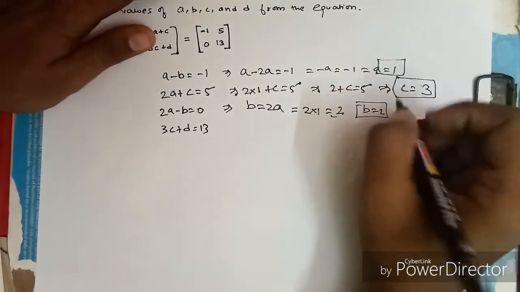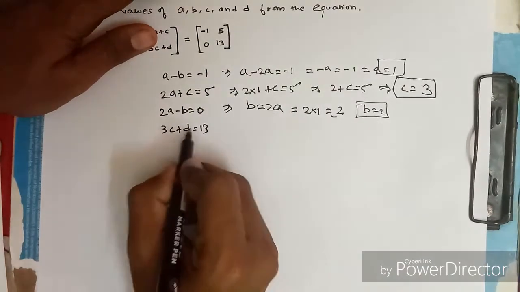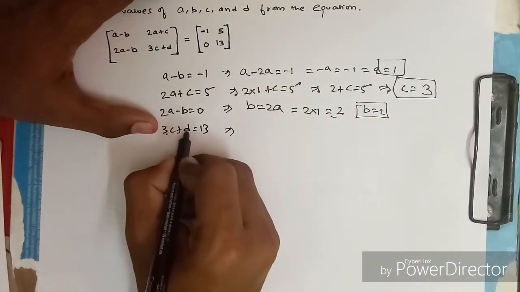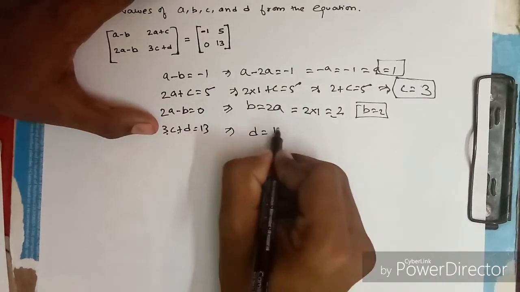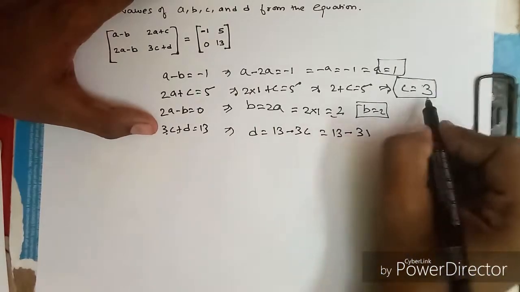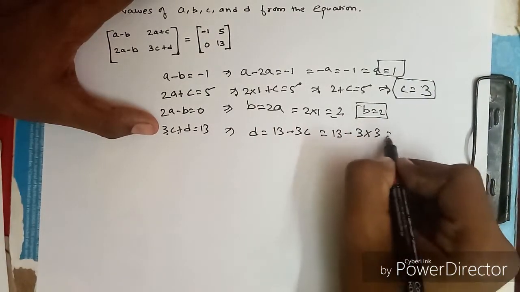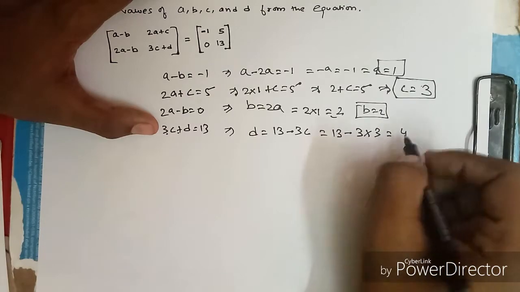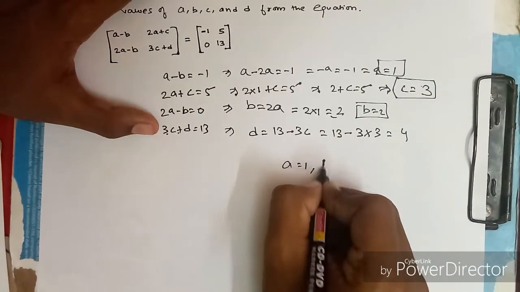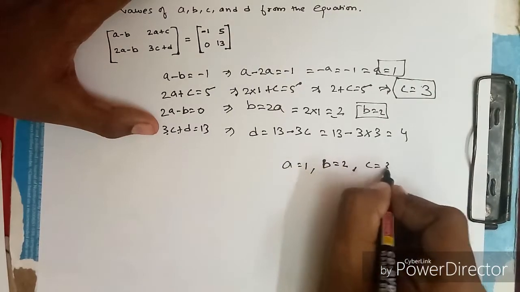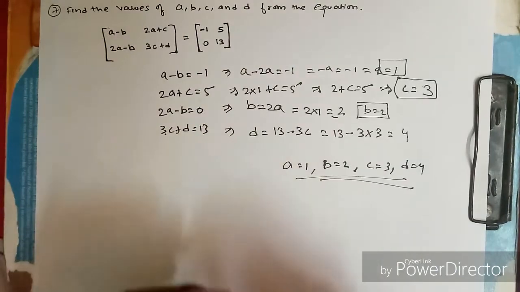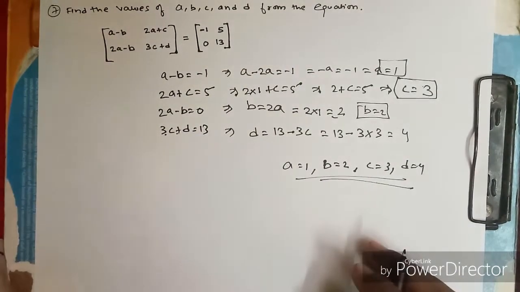Okay, so how do we find the value of d? We know the value of c is 3, so 3 into 3 plus d equals 13. So d equals 13 minus 3c, so 13 minus 3 into the value of c, which is 3. So 13 minus 9 is 4. So the value of a is 1, b is 2, c is 3 and d is 4. And we are done with our problem. Let us take the next problem and try to discuss that.